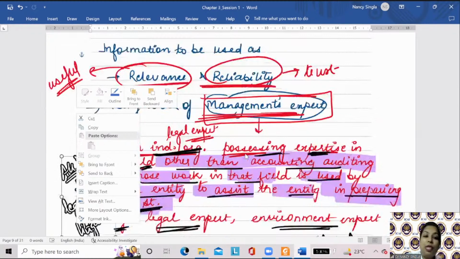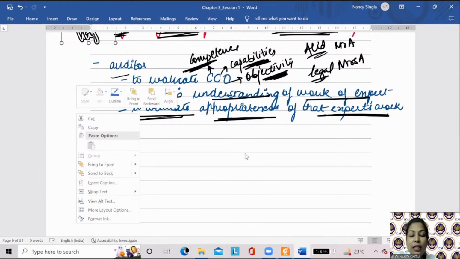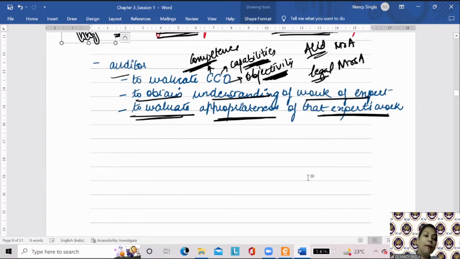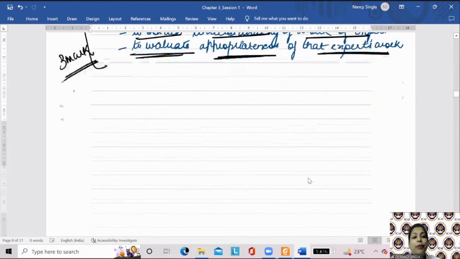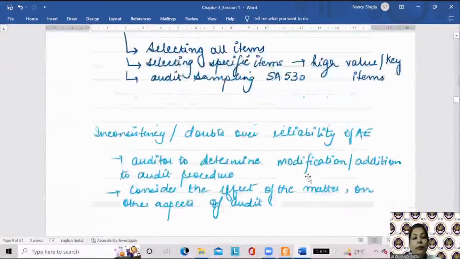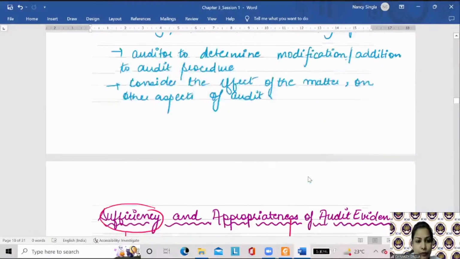And in case of a management expert, we have seen he will consider the competence, capability, and objectivity. He will obtain an understanding of the work of the expert and evaluate the appropriateness of that expert's work. Students, you can always get a direct 3-marker question on this. It becomes a direct question, right? Many of you are saying, ma'am, it is clear. Okay? Now, this topic I am leaving for now. We will do this later on.